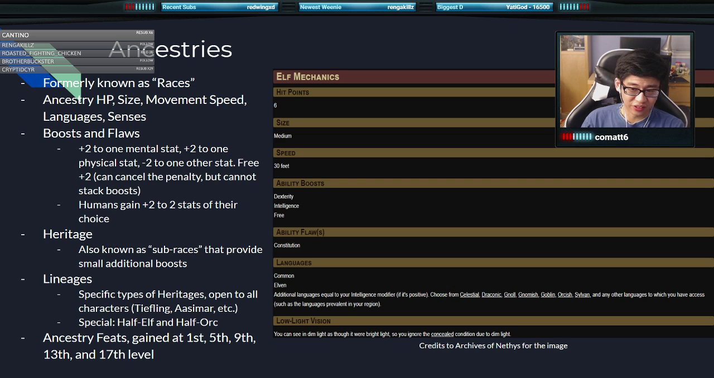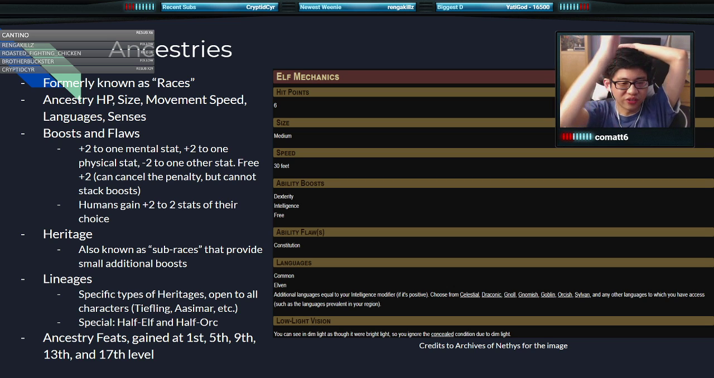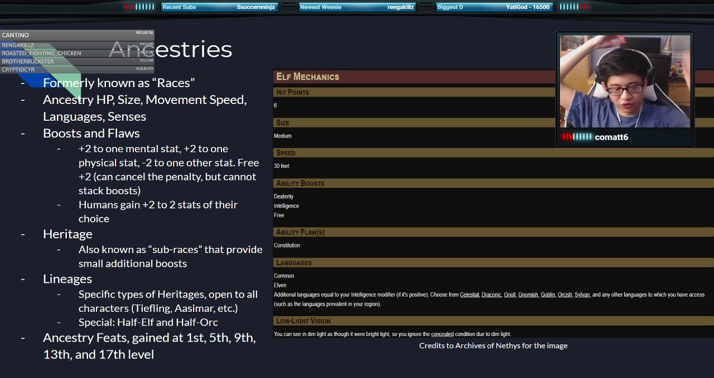I think there's a Desert Elf that gives them heat resistance. And there's like a Seer Elf, which gives them innate magic, and there's all sorts of types of heritages. They, generally speaking, don't provide a significant bonus, but they're there to differentiate your character from others of the same species. And then a subcategory of heritage is the lineage, and that includes Aasimars, Tieflings, Dhampir, that sort of thing. They're open to all characters, and they're no longer restricted to race.